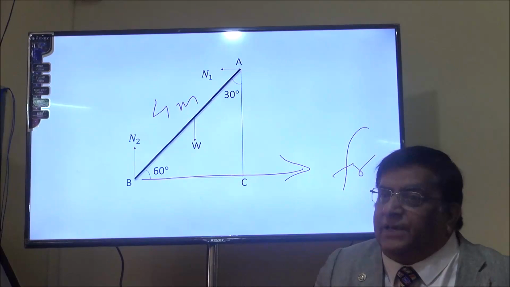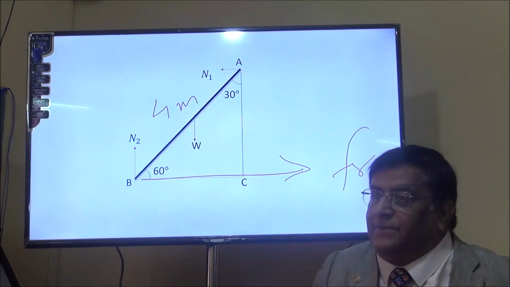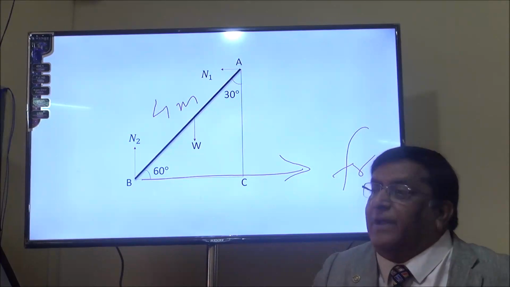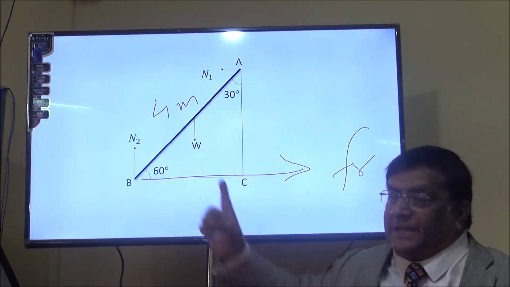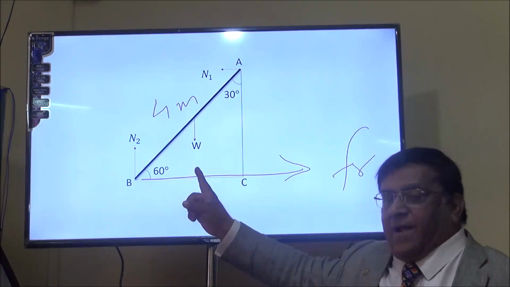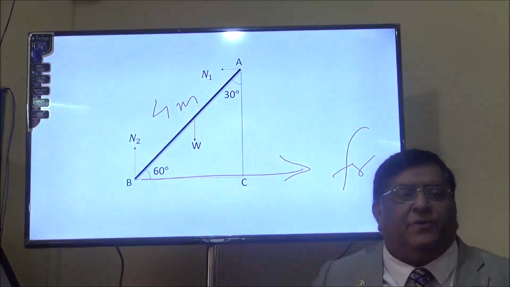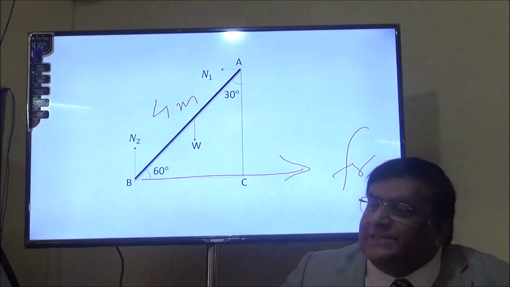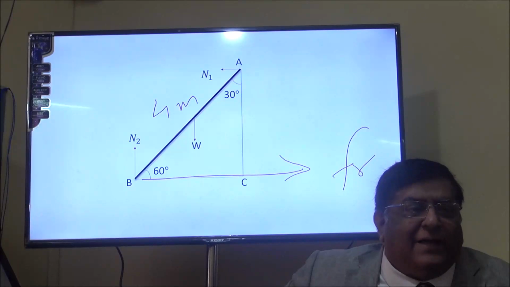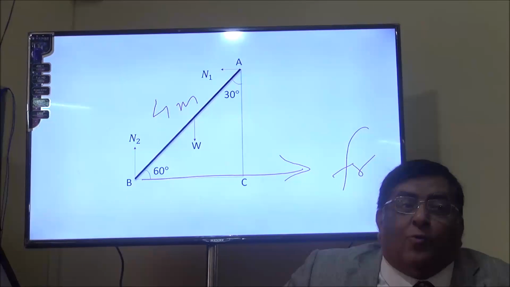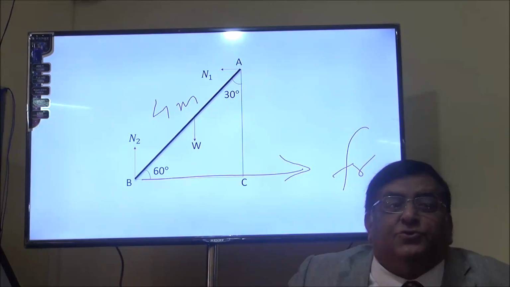Friction you cannot count because friction is a reaction. It is not the force acting on it. Understand? When it starts sliding, friction will act. But which are the actual forces acting on it at present? Yeah. N1, N2 and W. We have to find the moment because of all these three. What is moment? Force multiplied by distance. How many calculations do we have to do? 3. We have reduced it to 2.